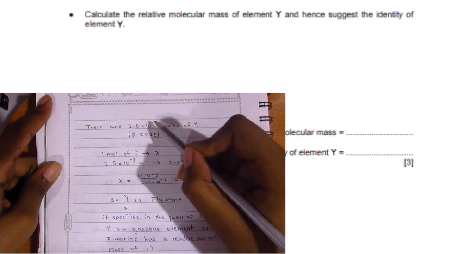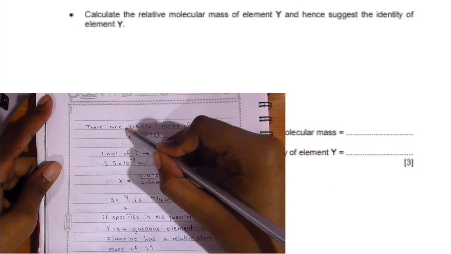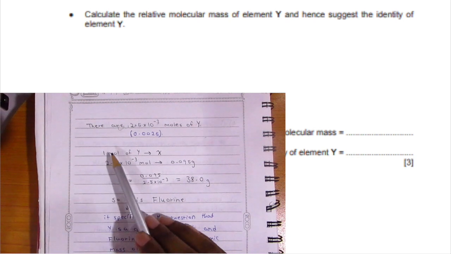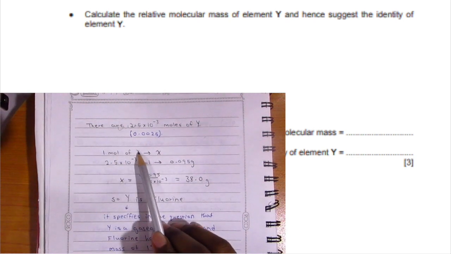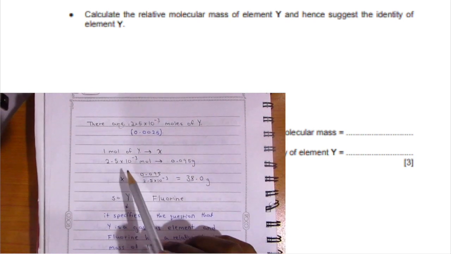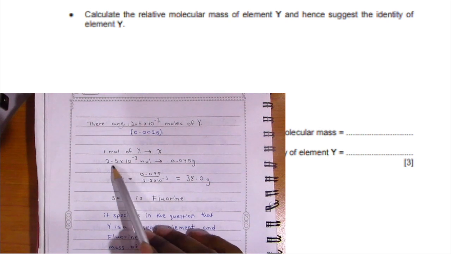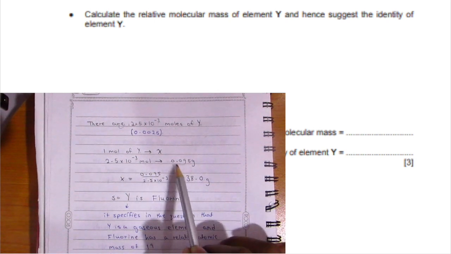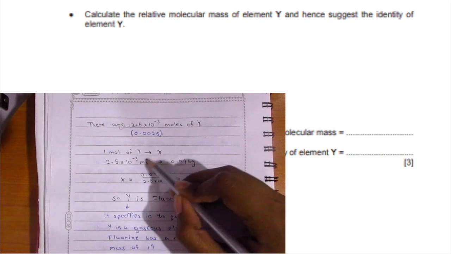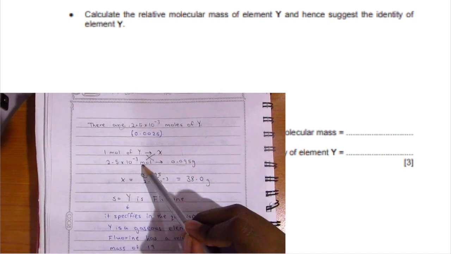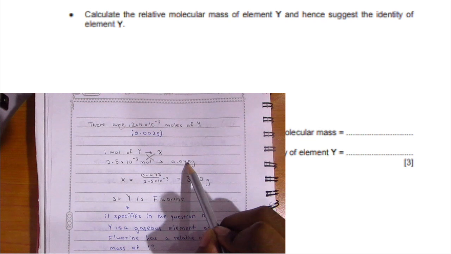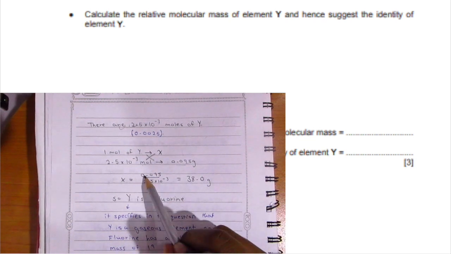Now we need to calculate the relative molecular mass of element Y and hence suggest the identity of it. So 1 mole of Y is X, we don't know how many grams, but 2.5 times 10 to the power of negative 3 moles is 0.095 grams, which they told us, right? We're going to cross multiply and find what X is. X will give you 38 grams.